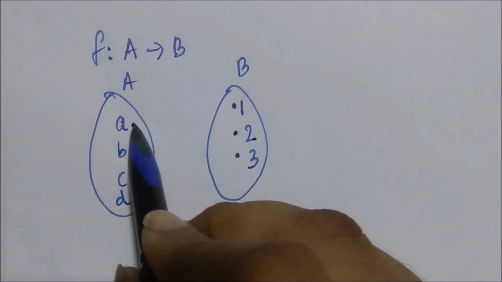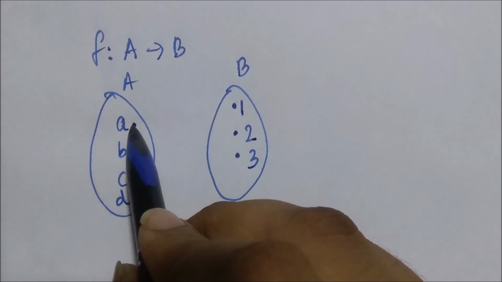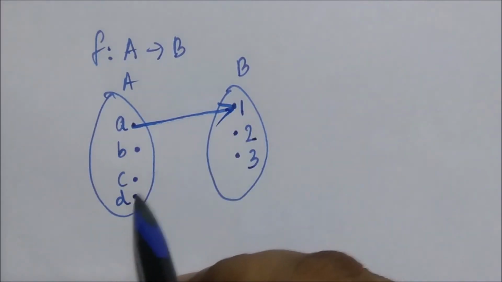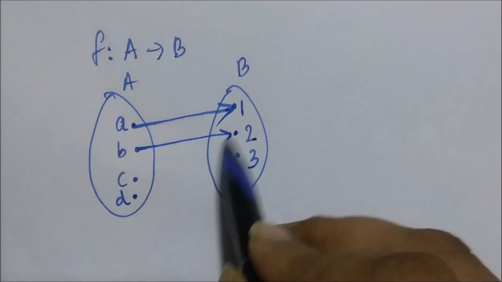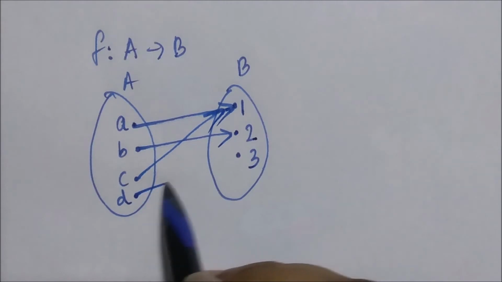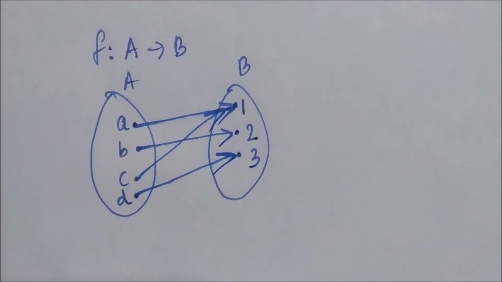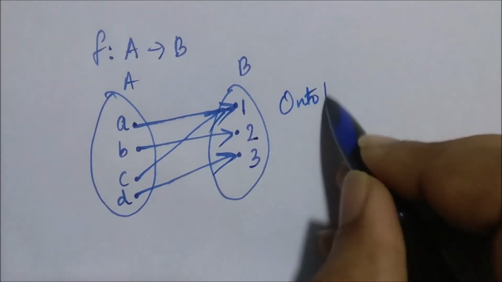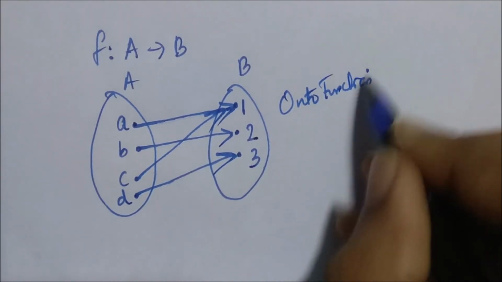Set B has elements 1, 2 and 3. Now A is mapped to 1, B is mapped to 2, C is mapped to 1, D is mapped to 3. Okay, so this is how the assignment is. Now whether it is an onto function? Yes, it is an onto function, because if you see here, range is equal to codomain.